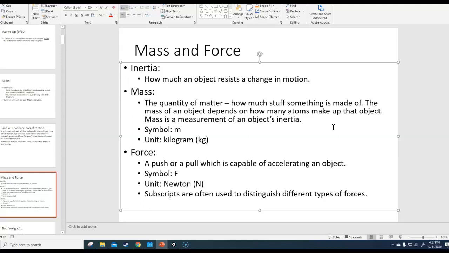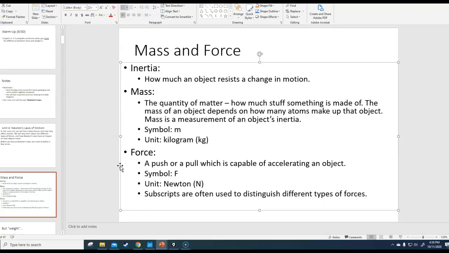And basically what inertia is, inertia is an object's resistance to changes in motion. Okay, so an object that has more inertia, that means it's more difficult to change the object's motion. Okay, either to get it moving if it was at rest, or if it's moving, to stop it from moving, it's more difficult. Now, the way we actually measure inertia is through what's called mass.